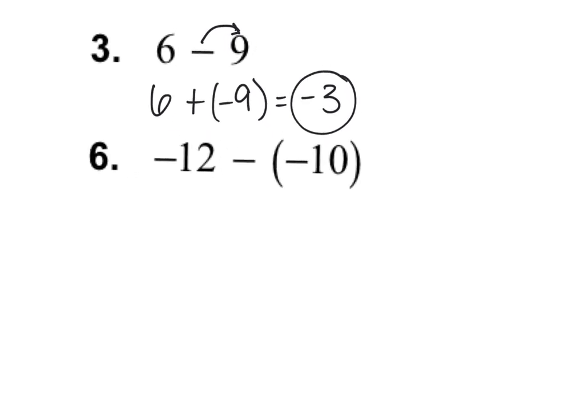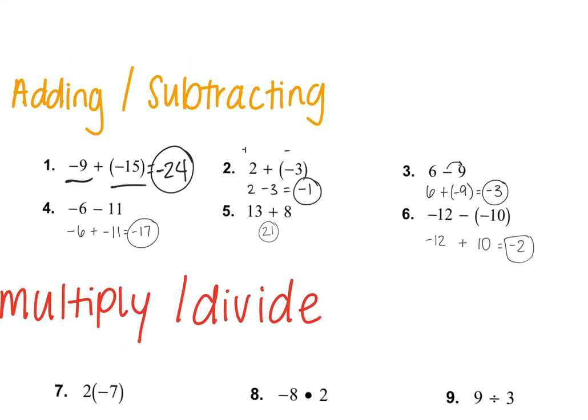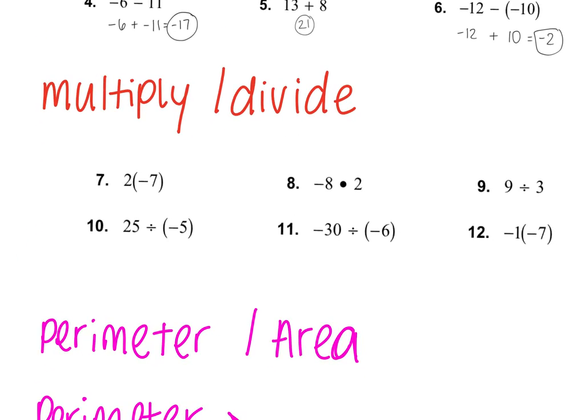And number 6, we have -12 minus -10. Now remember, we are going to try to write this as an addition problem, so it's going to be -12. When you subtract a negative number, you're actually adding that number, because whenever you have two negatives next to each other, they're going to cancel out and become a positive, okay? So it's going to be -12 plus 10. The 12 is the larger number, and it's negative. We're going to subtract them because they're different signs, and we're going to get -2, okay? Just some basic addition and subtraction with negative numbers. Then we're going to move on to multiplying and dividing, okay?